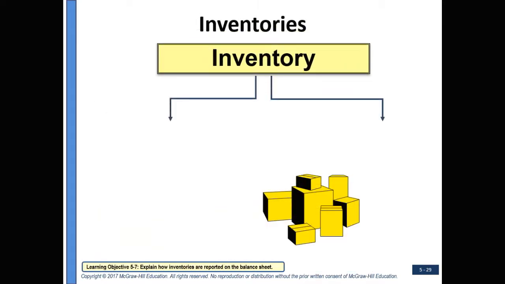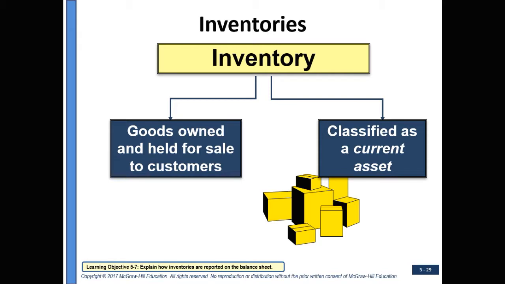Your next most liquid asset is probably your inventory. Inventory accounts are absolutely classified as current assets, and they can include goods that are owned and held for sale to the customers.